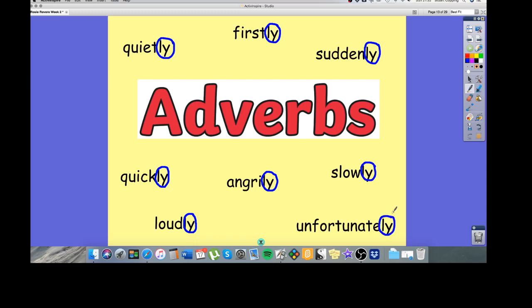Now, it can describe how something is done, when something is done, and also where something is done as well. Now we're going to focus on the how today. There are a couple of ones, when, firstly, suddenly, they would be ones to describe when, but the rest describe how something is done. And that's what we're going to focus on today.